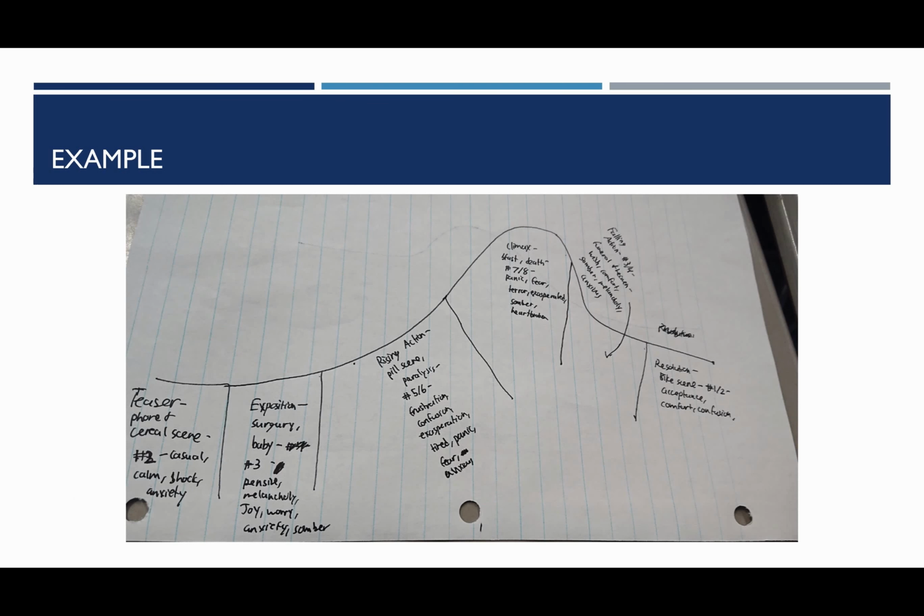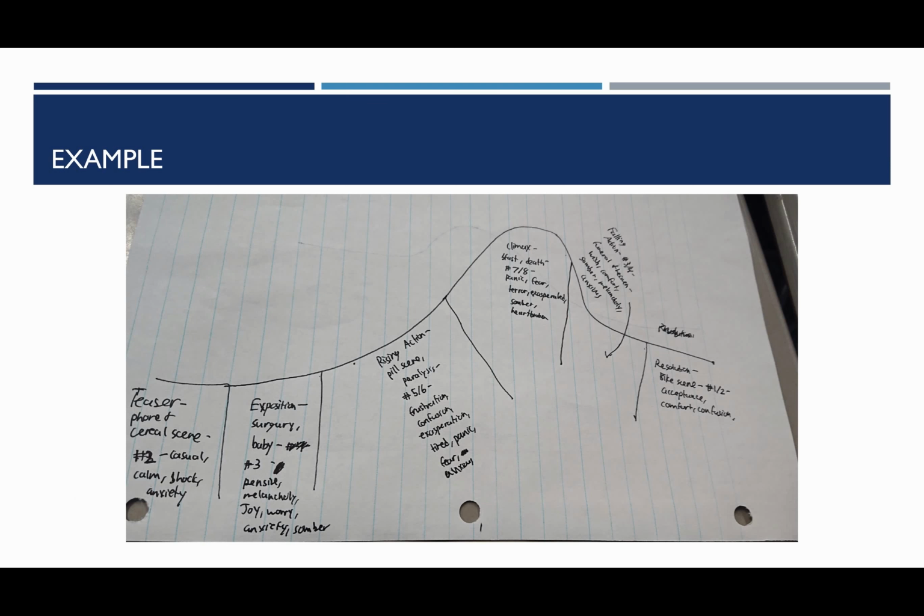This is an example of a plot structure someone did. They say teaser, exposition. Yeah, so I'm not going to go through this, kind of look at it. He also puts numbers for the intensity level and a variety of adjectives that you can see are pretty specific, are more than just happy and sad.